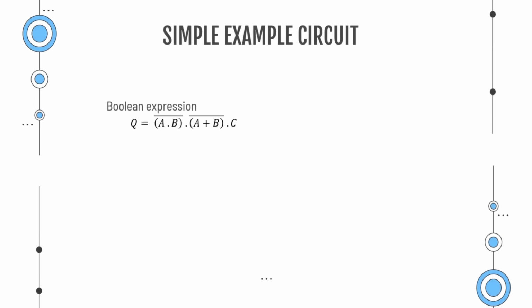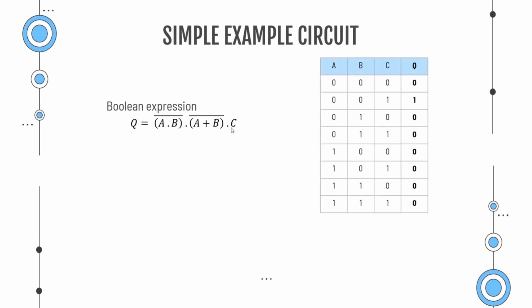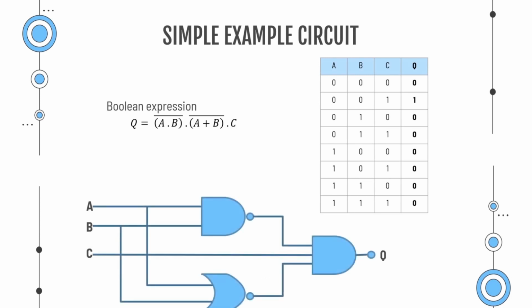Now we are going to build a sample combinational logic circuit using an expression. This is the expression that we use to build our combinational circuit. The expression is Q is equal to the bar of A and B, and the bar of A or B, and C. We can make the truth table for this expression like this, and then build the circuit. This is the illustration of the logic gate circuit, and let's see how we can implement this circuit in our logic simulator. Let's move to that.